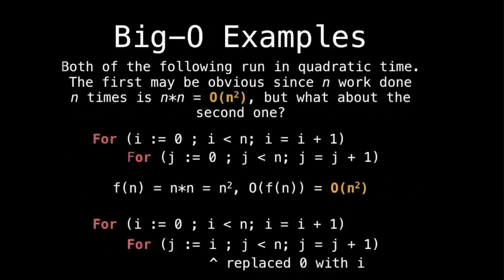So our second example is 2 algorithms that run in quadratic time. So the first one seems obvious. We do n work n times, so n times n is big O of n squared, but observe the second one. I changed the 0 with an i. So pause the video and try to figure out maybe why that's big O of n squared.